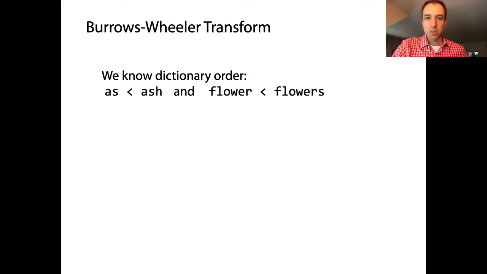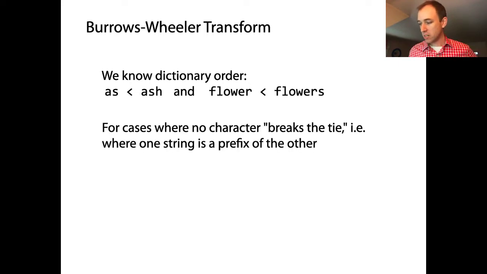We know the rule. The rule says that for cases where there's no actual character in the string to break the tie, that is to say when one string is a prefix of the other string, then the prefix comes first. So let's write an example. Let's just write our "as" and "ash" example again.